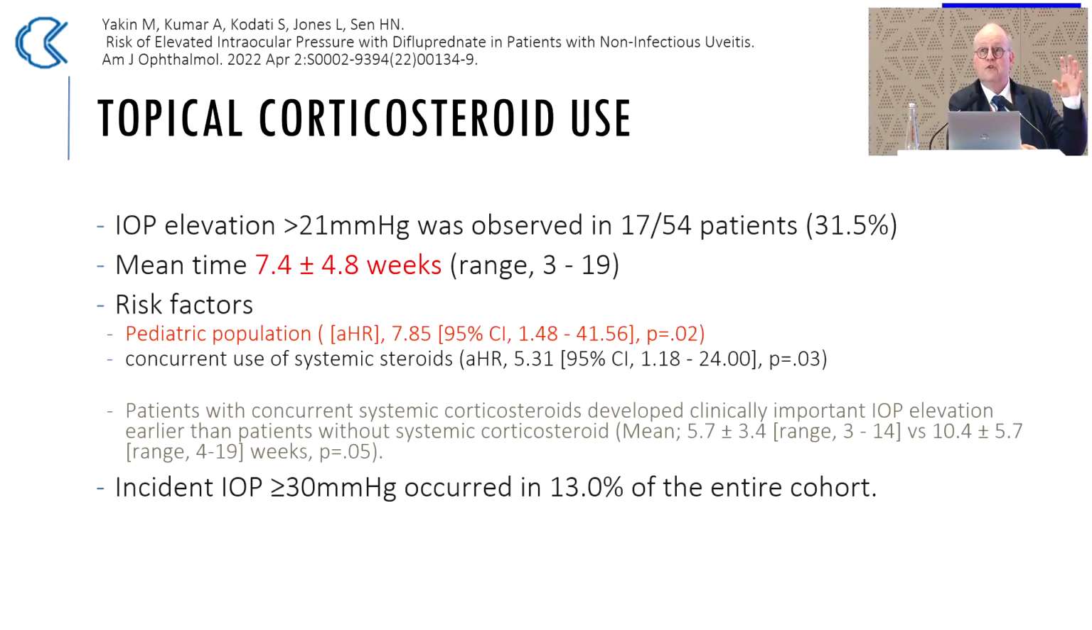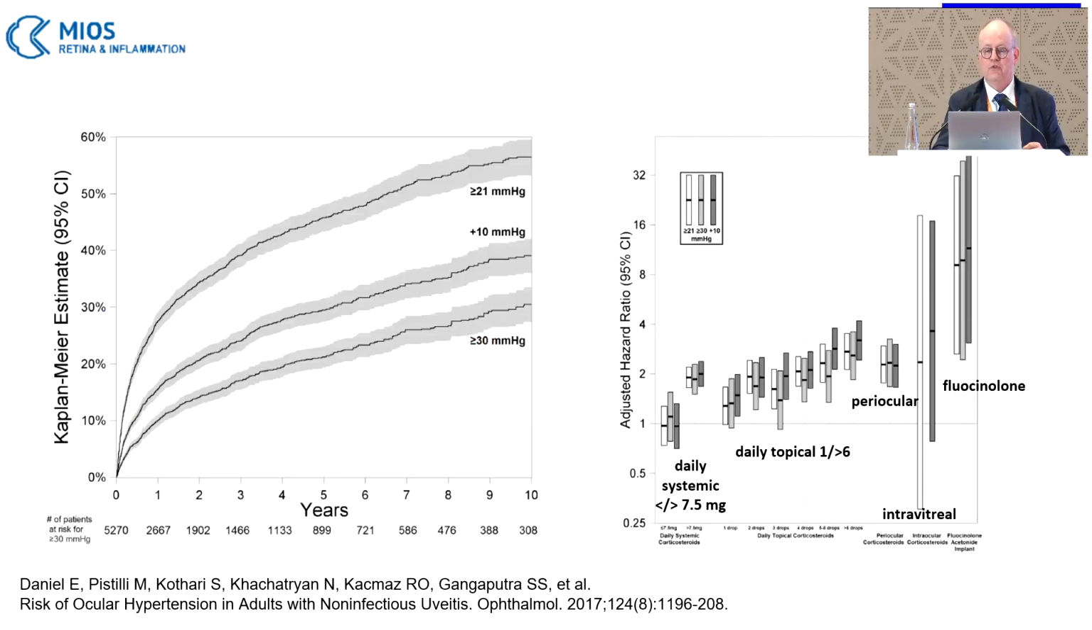Steroid responders with 1 drop will go up into the 40s. It usually takes about 7 to 8 weeks, but can occur as soon as 3 weeks of use. For example, with dexamethasone, the pediatric population is a lot more sensitive and you have to be a lot more careful. If you go beyond 2 drops, they can have increases in pressure. And if oral steroids are being used at the same time, then the risk is much higher. So 31% over a period of about 7 to 8 weeks will have an increase in pressure, and about 10 to 15% will even go above 30.